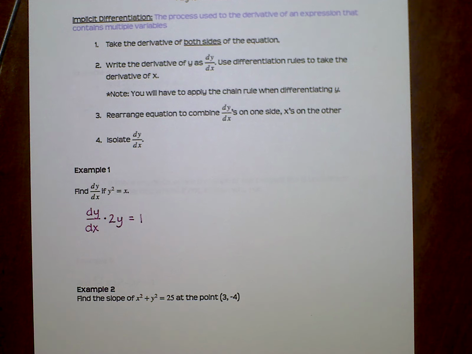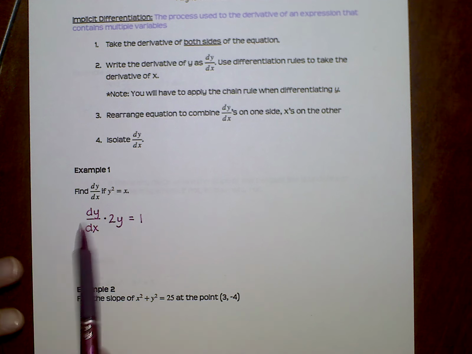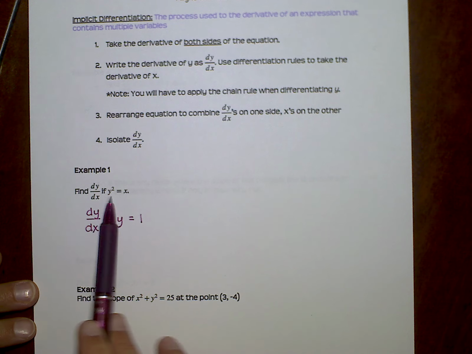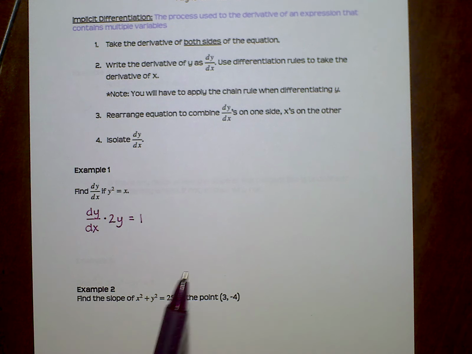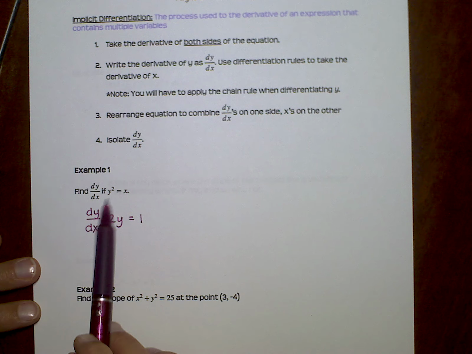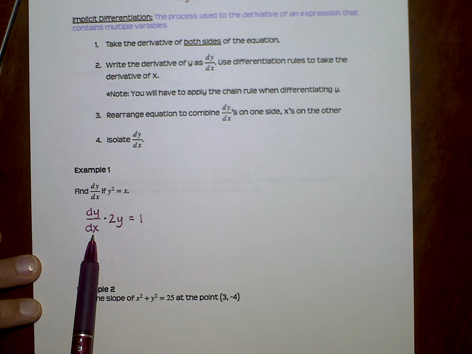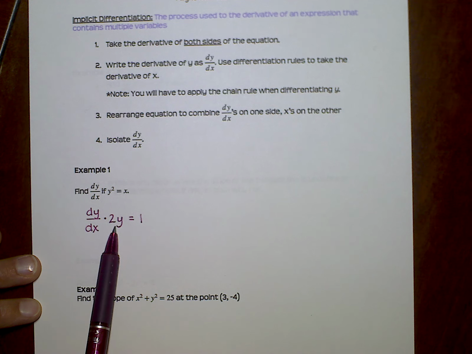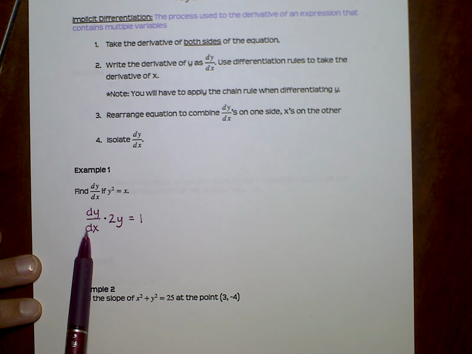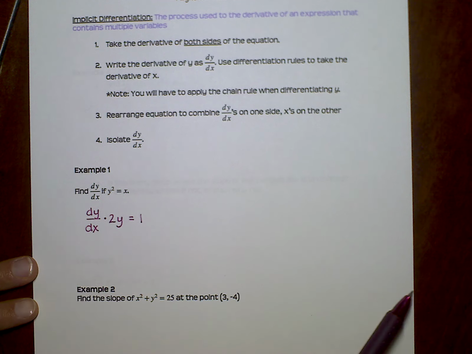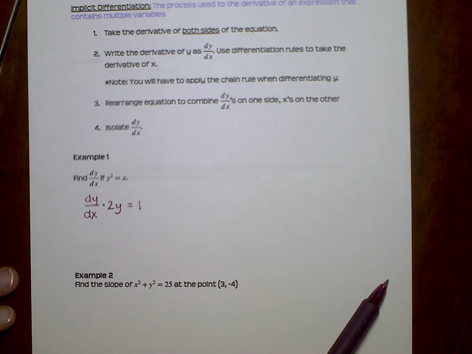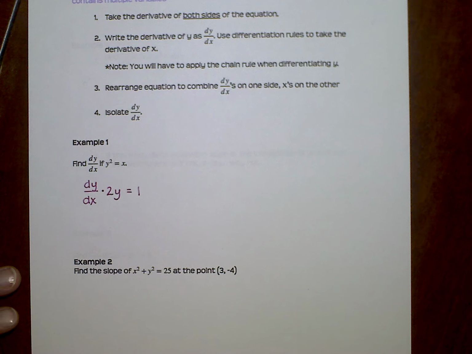I will tell you, if that chain rule piece does not make sense to you, if you don't understand what I'm talking about when I say we're applying the chain rule to the y, all you really need to know is that anytime you're taking a derivative of something with a y, it's going to get a dy dx thrown in with the actual derivative. So we're going to find the derivative like we normally would, but we're going to tack on a dy dx. Again, the reasoning for that is the chain rule, but if that is confusing to you, don't stress about it.